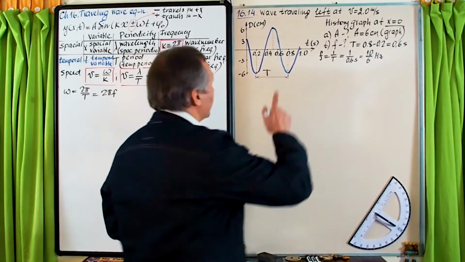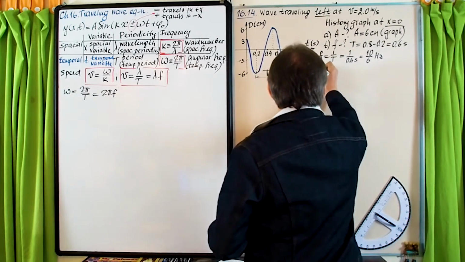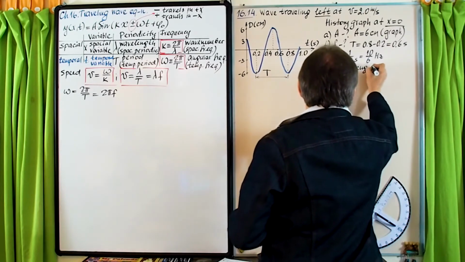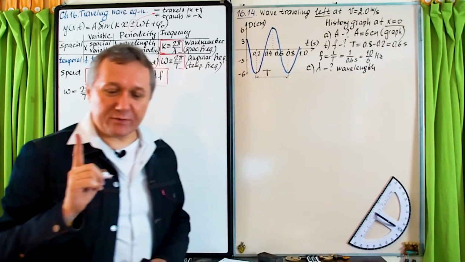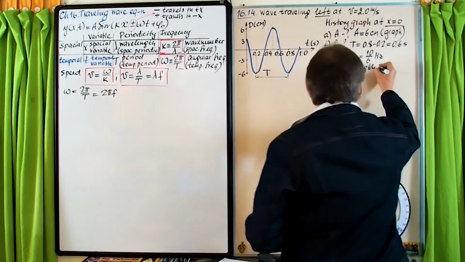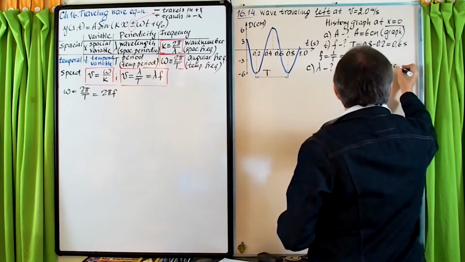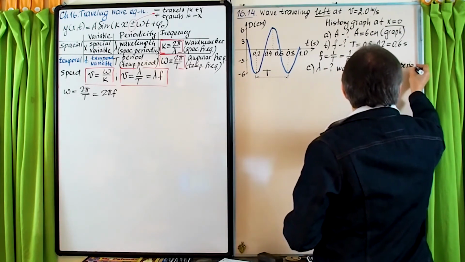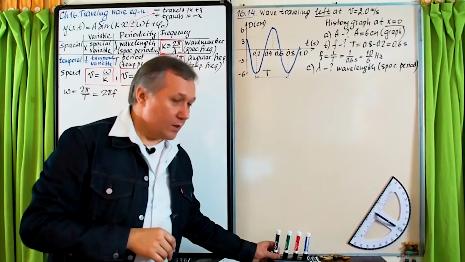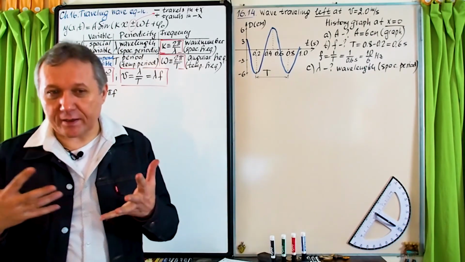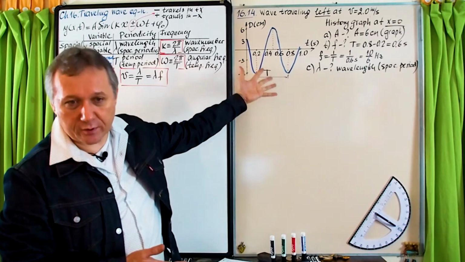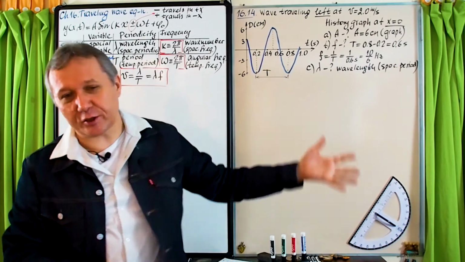Next, part C, wavelength. Let me emphasize that now it's a spatial quantity, spatial periodicity. And why am I emphasizing this? Because if you want to find a temporal quantity, it's very easy, since pretty much all temporal information is given on the graph. It's explicitly shown.